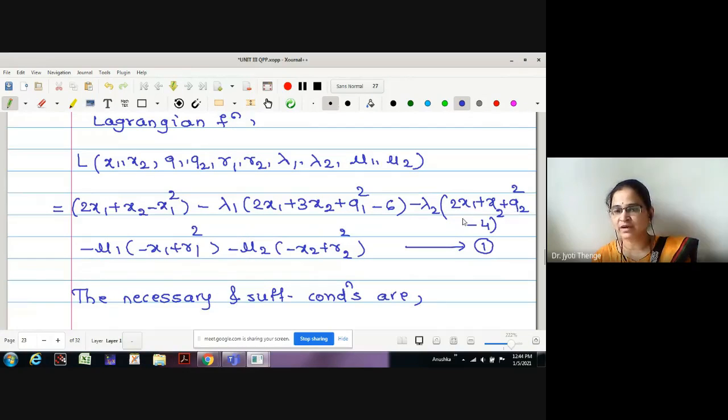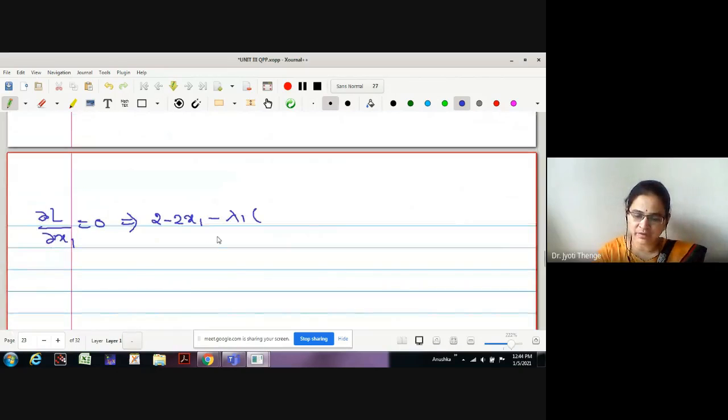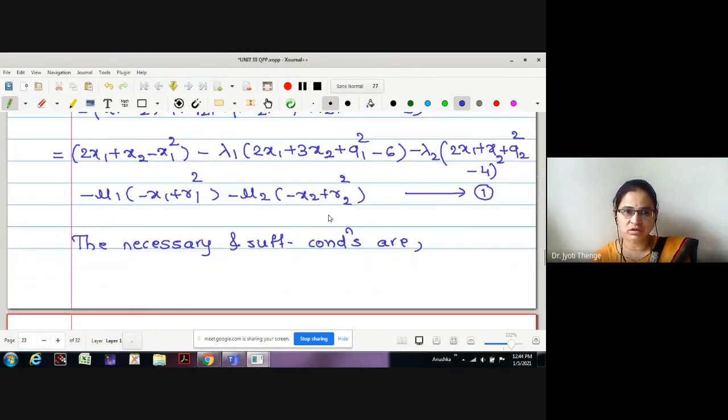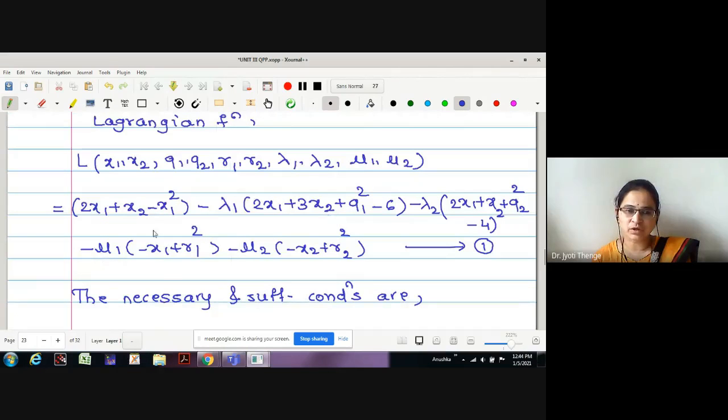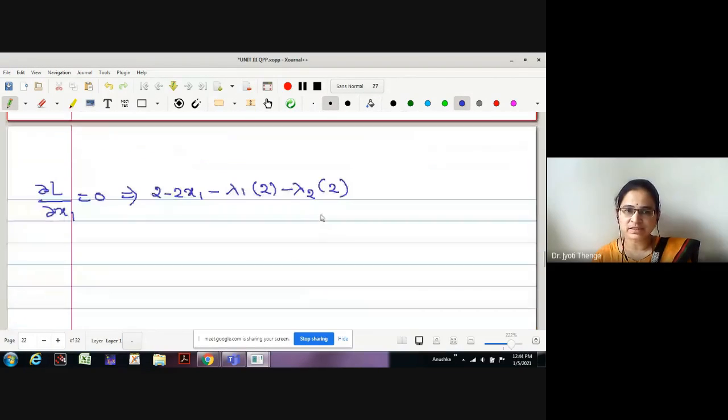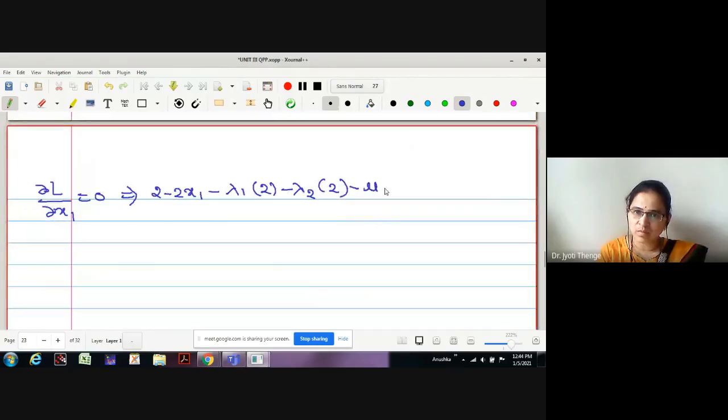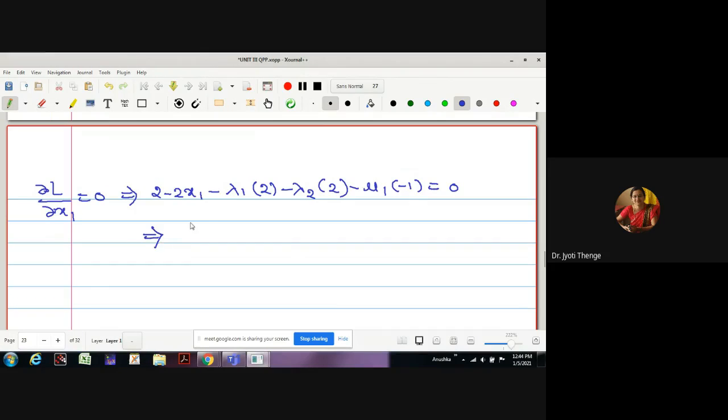Similarly, the derivative of this bracket with respect to x1 is 2. Therefore, lambda 1 into 2 minus lambda 2 into also 2. For the third, minus mu 1 into the derivative with respect to x1, which is minus 1. And for the last, this will be 0. Therefore, I may write this as minus mu 1 into minus 1, equal to 0.